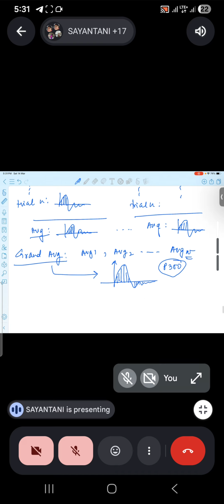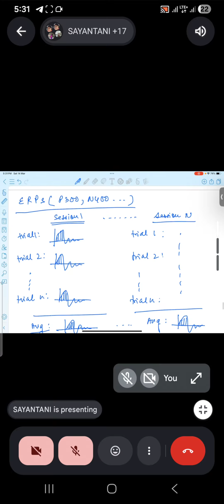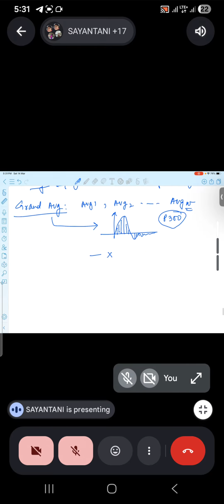Is this part clear, what we are trying to do in case of ERPs? Okay, very good. So this is all about today's class. If you have any doubts, you can ask me right now.